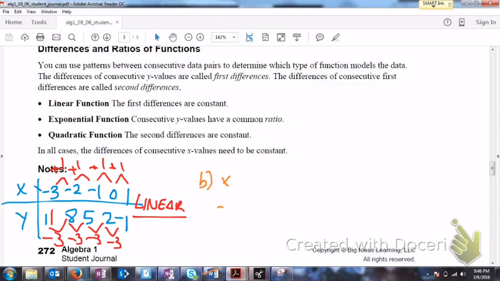We're going to make another XY chart. Here's the x's you're given: -2, -1, 0, 1, and 2. Here's the y's: 1, 2, 4, 8, and 16. Well, let's look at those first differences.